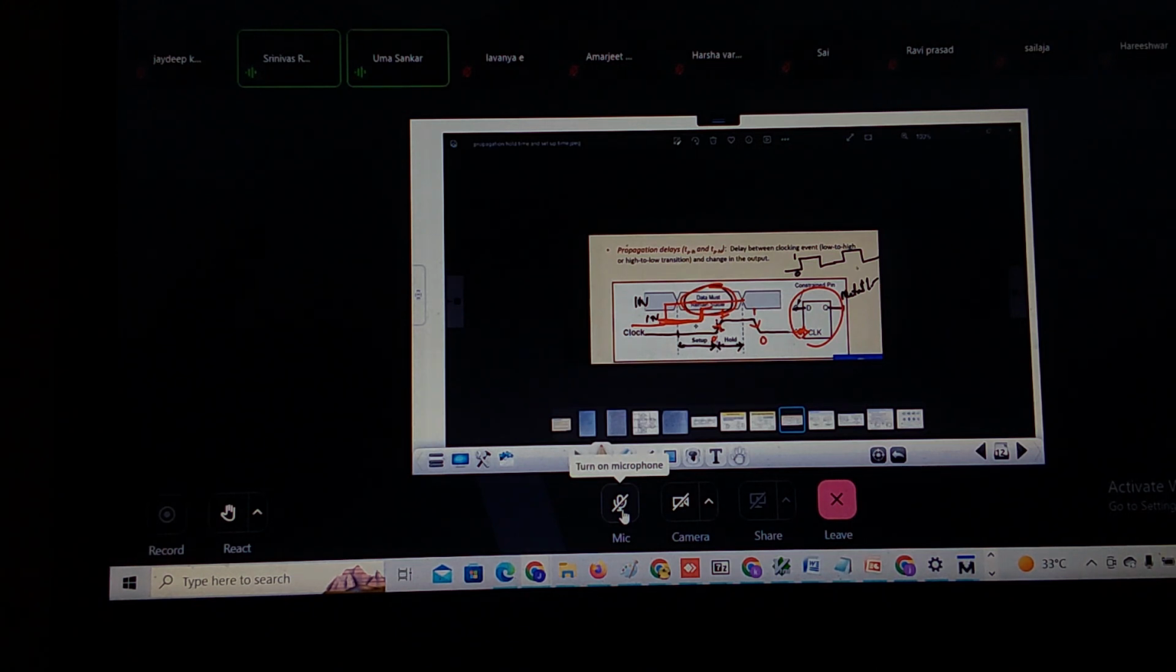Setup time violation happens when the input is not stable during the setup time. The input is changing, that's why I'm getting the setup time violations. To avoid that, you can delay the clock or you can delay the input. Whatever input you are giving, you delay that. If I'm delaying that, I can maintain a stable input during the setup time and hold time.